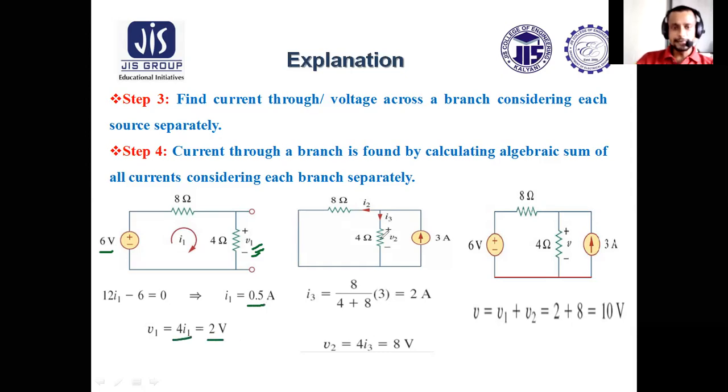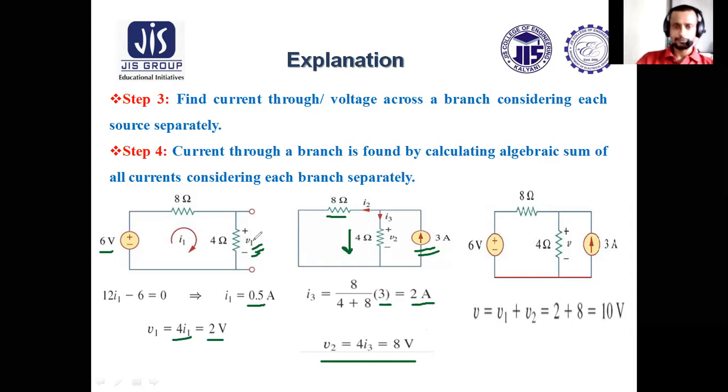Okay. Similarly, we'll consider the second source alone. While considering the second source, what should be the current through this path? We'll apply the simple current divider rule. So the current through this path is I3, as mentioned here. So I3 equals what? Total current 3 into the opposite resistance, 8 ohm, divided by 8 plus 4, the sum of the resistances. So I3 is 2 ampere. So V2 is 4 into 2, that is 8 volt.